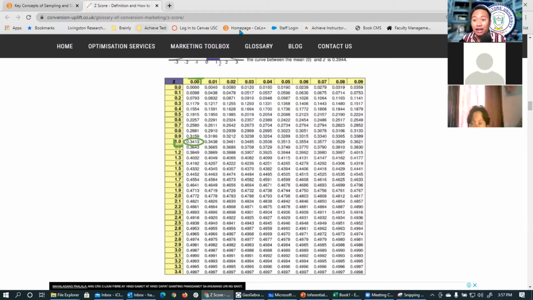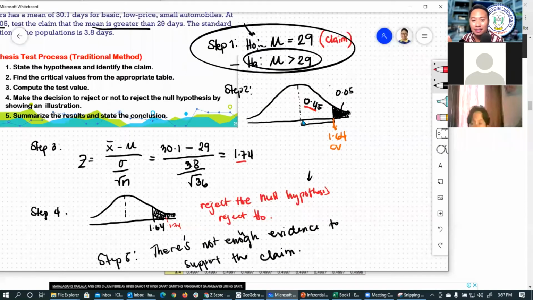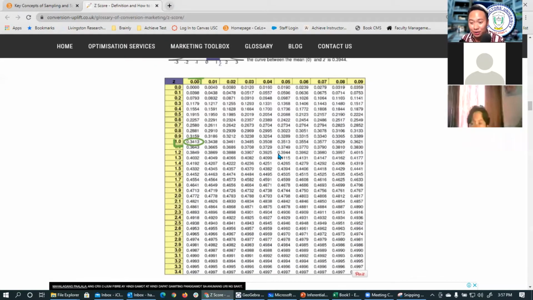So that 0.45, guys, remember what I said before, that the areas in the white region are areas coming from a z-score starting from the middle, which is 0, to a specific z-score. So this area is from the middle to a specific z-score. So we should be focusing on areas at 0.45 when we use this table here.